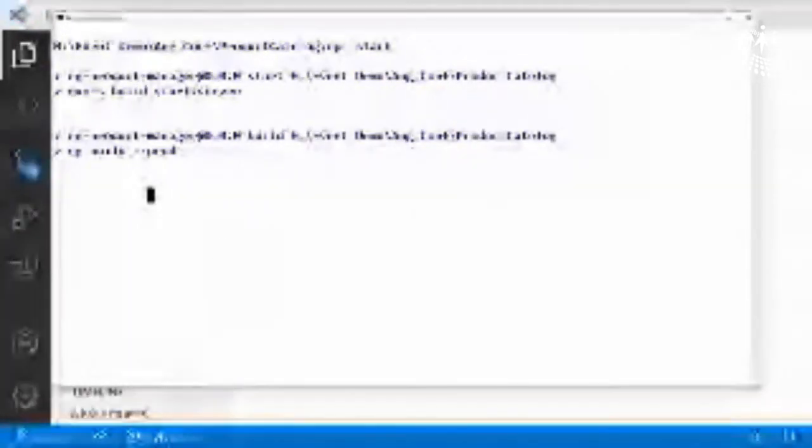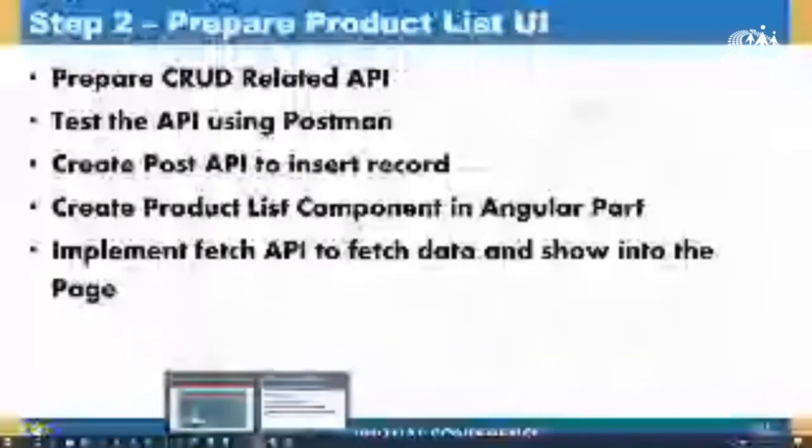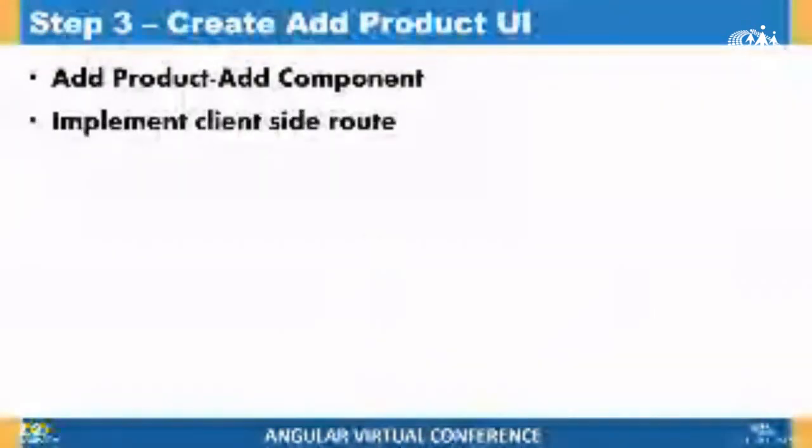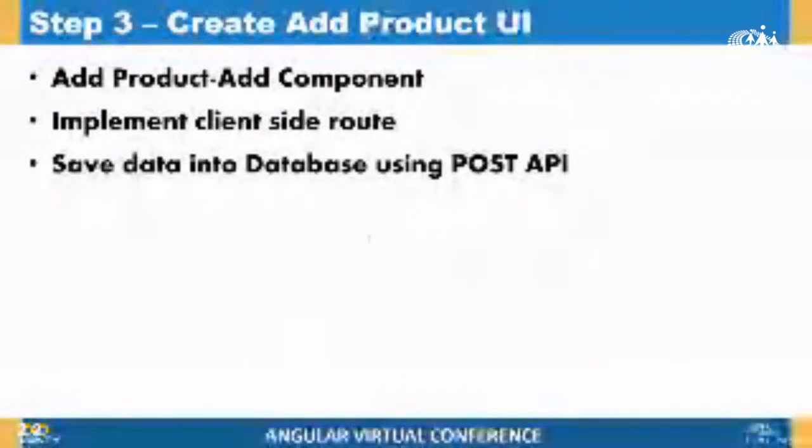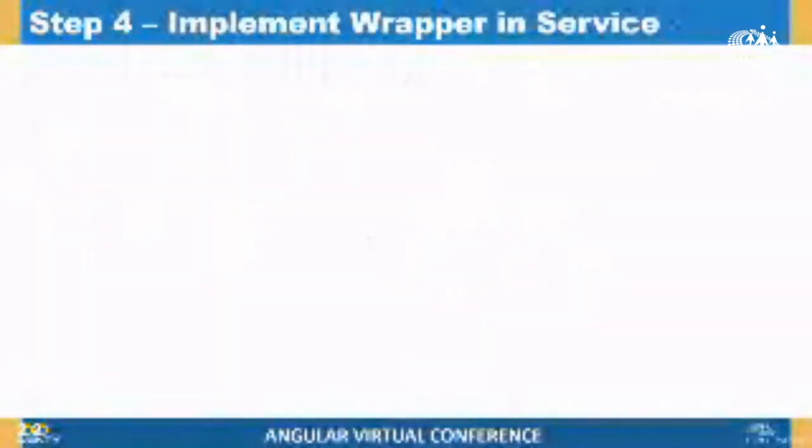Some more time is required to start the build process because it compiles the Express app and then checks the entire app. Okay, let's go back to the presentation, and until it is executed, we'll discuss the next part. In the next part, we'll create a product addition UI through which we can add our new product components, and then we'll implement the client-side route and save data in the Postgres database using the POST API.